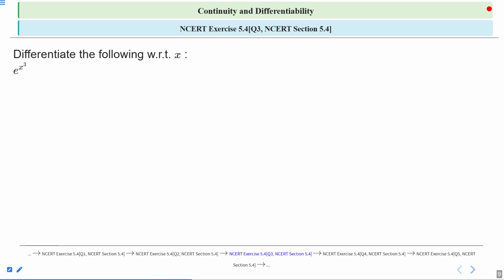Next question is differentiate the following with respect to x, and our expression is e to the power x cube, right? Clear? Again, you have to apply chain rule to solve this question. And you have 40 seconds to solve or think about this question. After that, we'll move to the solution part, right?